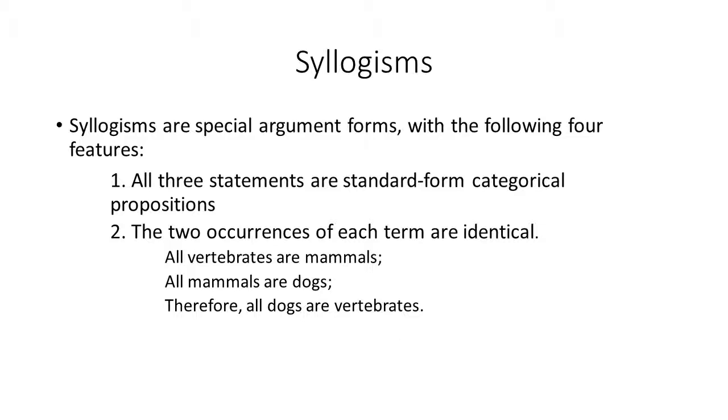You'll note that mammals, the word, occurs twice: once in the first premise, and once in the second premise. The term vertebrates occurs twice: once in the first premise as the subject term, and once in the conclusion as the predicate term. And dogs occurs twice: once as the predicate term in the second premise, and once as the subject term in the conclusion. So each term occurs twice, and they're identical, meaning, well, what? Just that they're put in here the same way. So think about this.